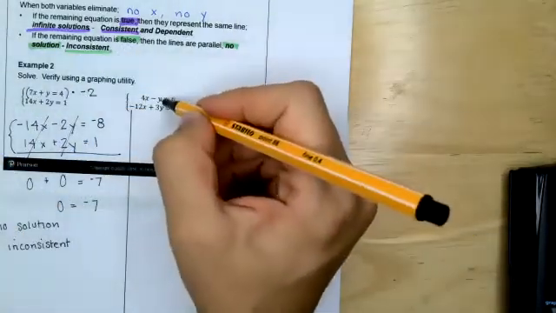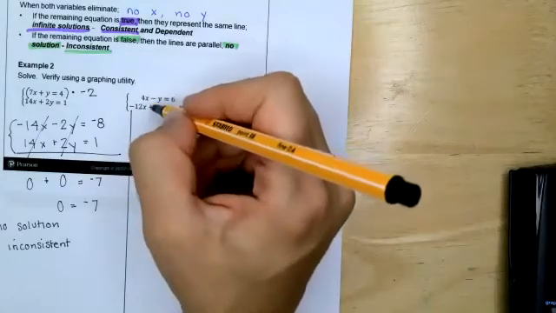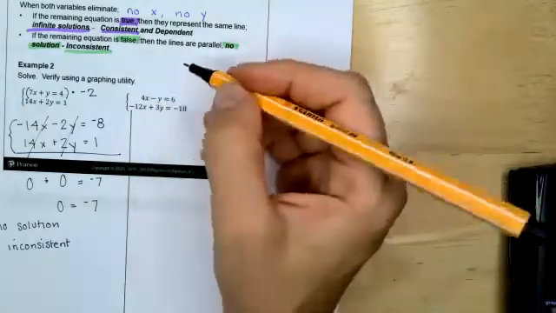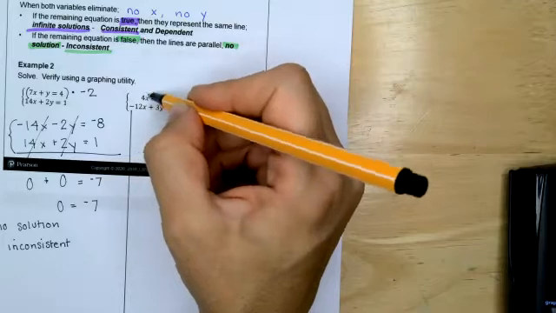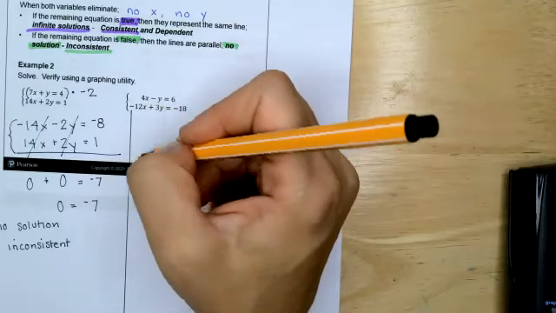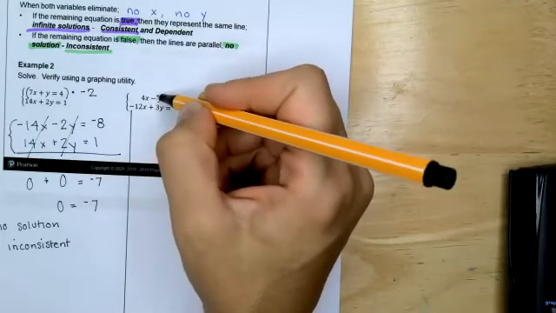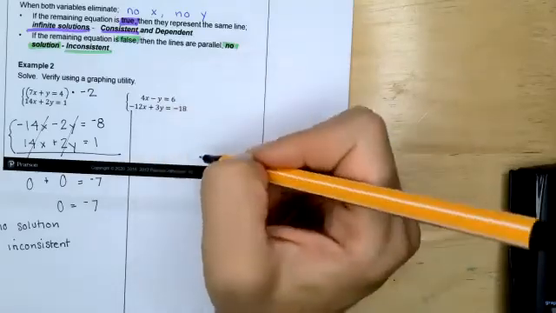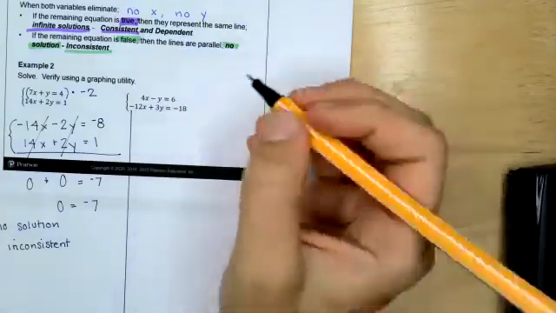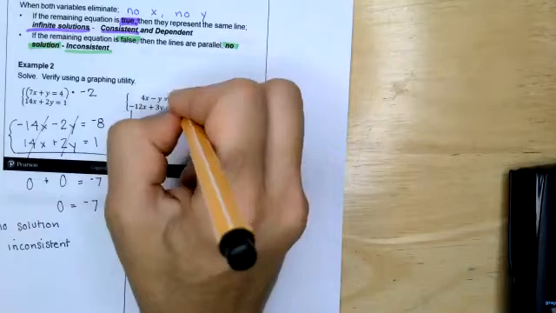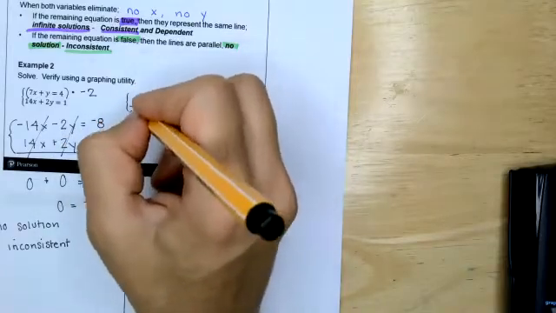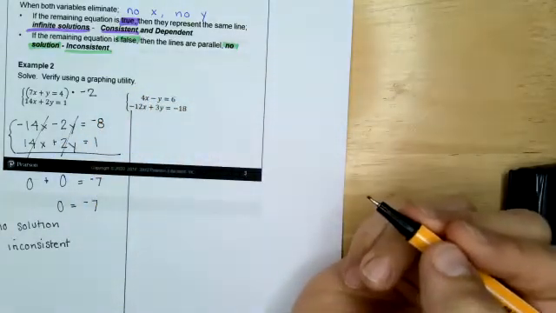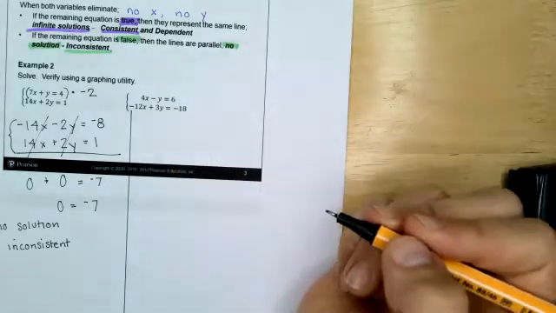Here I have 4x minus y equals 6, -12x plus 3y equals -18. 4 and -12. So if I multiply 4 by a -3, I get -12. If I multiply -y by a -3, I get +3. If I multiply 6 by -3, I get -18. Okay, so this might just be an unsimplified version of this, right? If I divide out -3, I'll just end up with that.